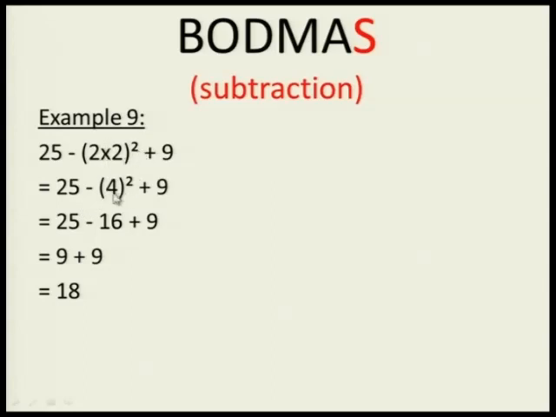to square it. So we work out the bracket, 2 times 2 is 4, 4 squared is 16, bring down the 9, and only in this line can we look at now what we have to do. 25 minus 16 plus 9.